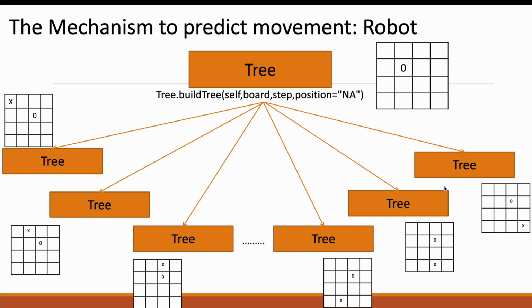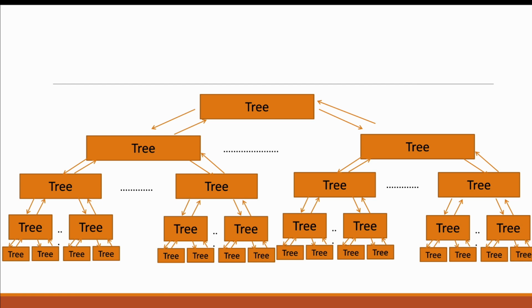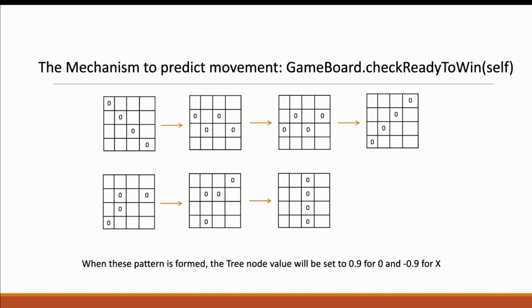The program will first generate a game tree using recursion. The game tree predicts all the possible movements of the future 4 steps. After creating the game tree, the program will check if there are any winning patterns in the bottom nodes, which is the 4th move, using the function check ready to win self. For example, if the pattern of the bottom nodes matches the above pattern, it is confirmed that one side is winning, hence a value will be assigned. 0.9 and negative 0.9 will be assigned to the winning patterns of the circle and cross respectively.